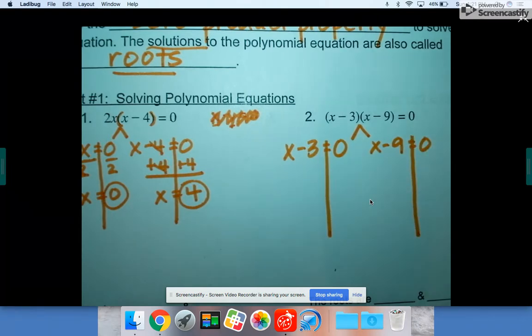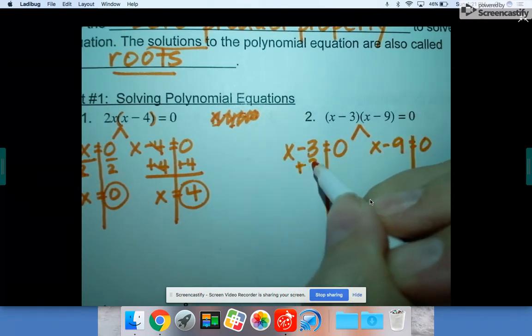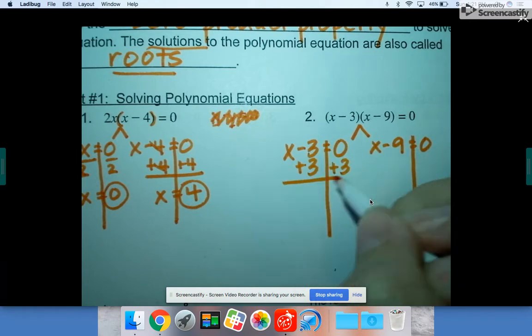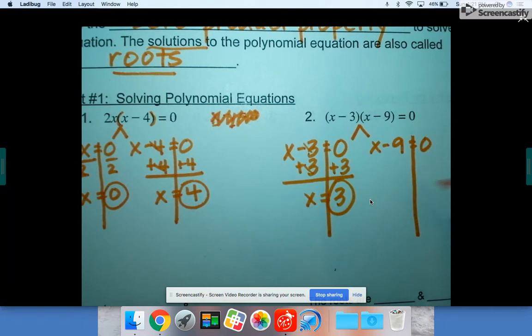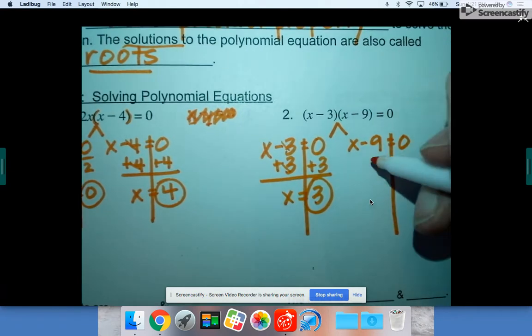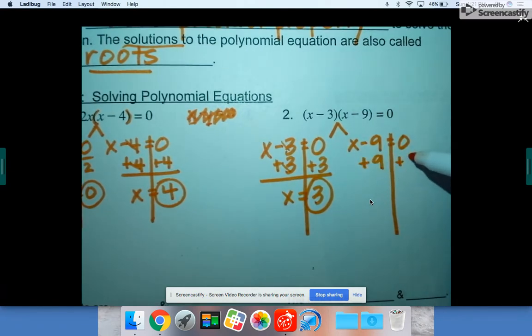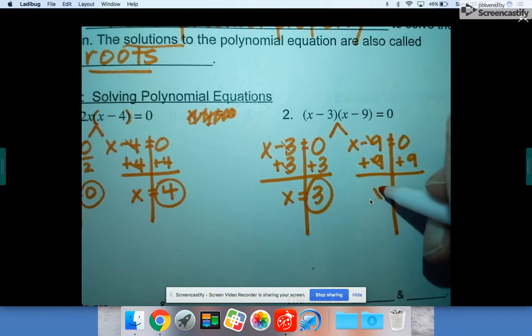If at any time I'm going too fast, just push pause. Add 3 to both sides because we're trying to get x by itself. So 1 root is 3. And on this one, if you add 9 to both sides, x would equal 9.